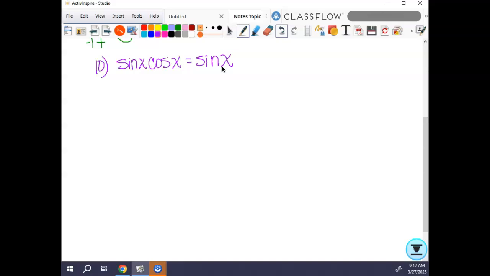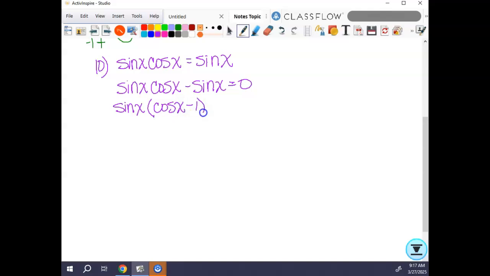When in doubt on what to do, because I know it doesn't look like a quadratic as you think of a quadratic or anything like that, and that's fine. But when in doubt, set it equal to 0 and see what you can do. Okay, so we're going to move this sine of x over. So this gives me sine of x times cosine x minus sine of x equals 0. So now that I've done that, can I factor out a GCF? Yes. So I can factor out a sine. That leaves me with cosine x minus 1 equals 0.